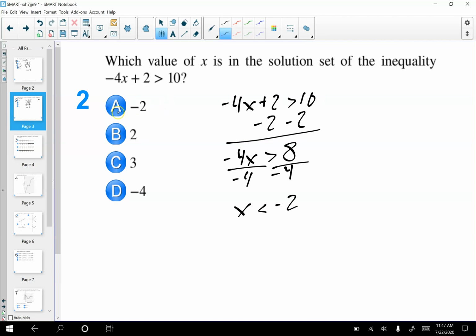Now, of course, they leave negative 2 as the answer, but think about it. Negative 2 is not less than negative 2. All the numbers that are less than negative 2 are negative 3, negative 4, negative 5, and so on. So the only number that actually fits that answer is going to be that x is going to be negative 4. All right, because that's the only answer there that is actually less than negative 2.